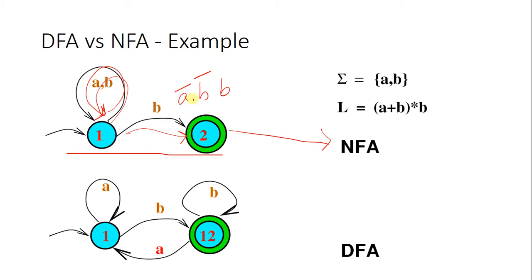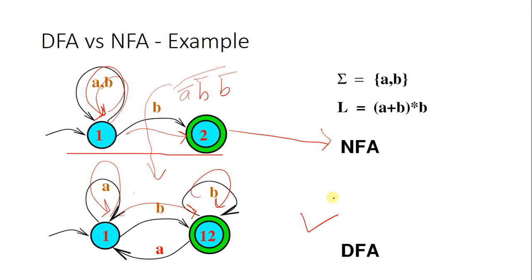Now we see the same thing for the DFA. Let's say we have the same string, and pass the string through this FA. For A you stay here, for B you move to state 12, and again for B you stay in state 12. So here you do not have more than one path for a single letter, so it is DFA.